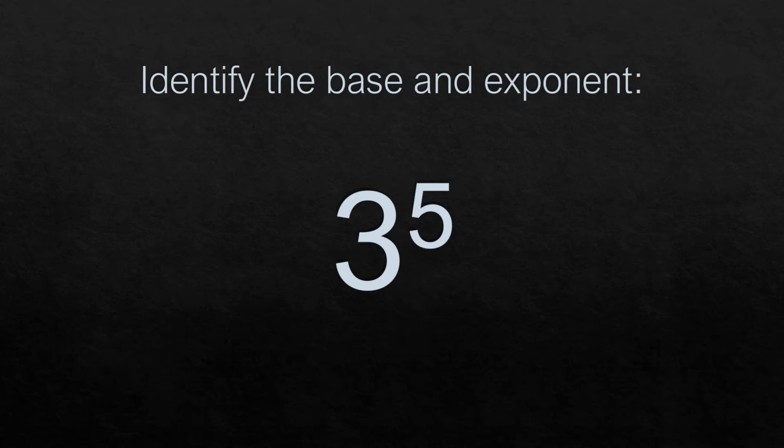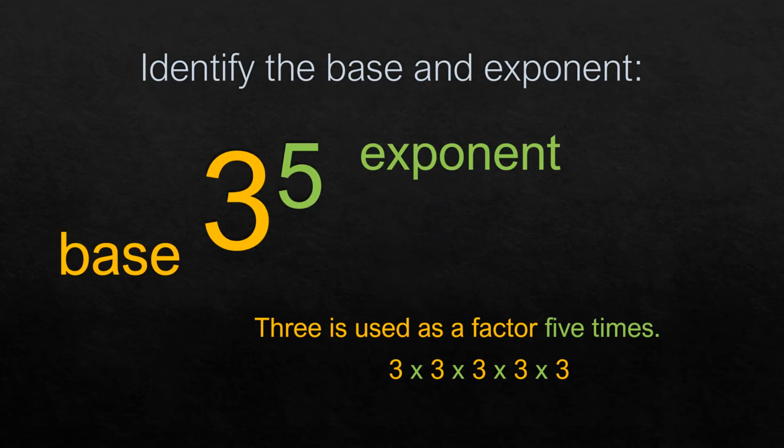Can you identify the base and the exponent in this power? Were you able to correctly identify the different parts of the power? 3 is the base and 5 is the exponent. 3 is used as a factor 5 times. 3 times 3 times 3 times 3 times 3.